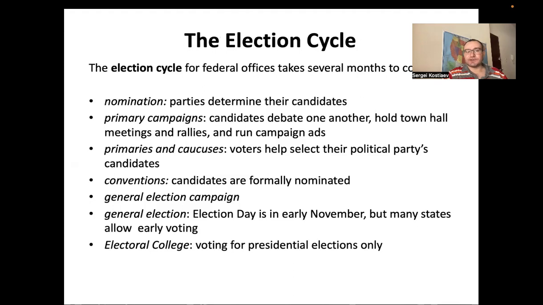In the general election cycle in this country, parties nominate their candidates, they have primary campaigns, then primaries and caucuses actually happen, parties nominate their candidates at conventions, there is a general election campaign, and then the actual general election day. Those previous steps exist for most large offices, like governors or state legislatures. The Electoral College is only for president. This is where electors cast their ballots for president.